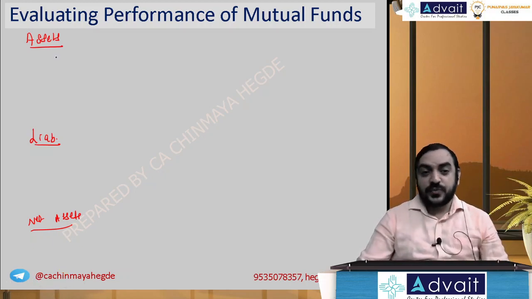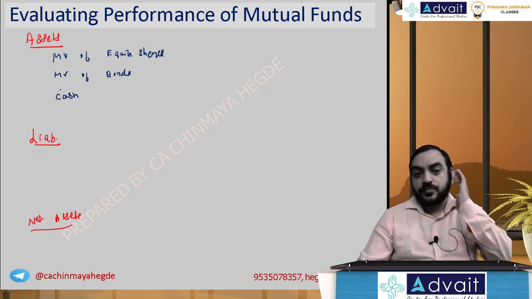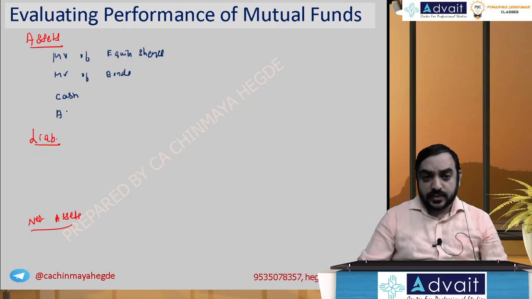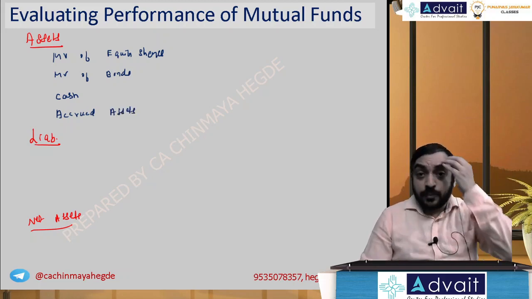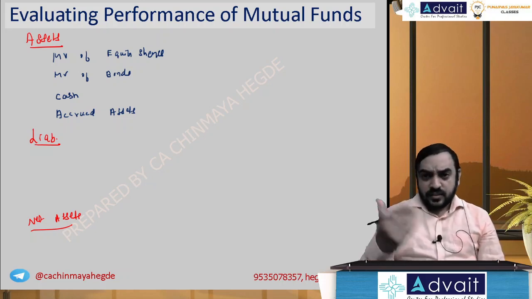So, what are the assets we have? Market value of equity shares, market value of bonds or debts. Then you will have cash or some accrued assets. Accrued assets like outstanding, you are investing in bonds, you are yet to receive some interest income like that.